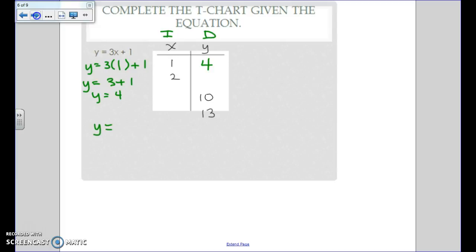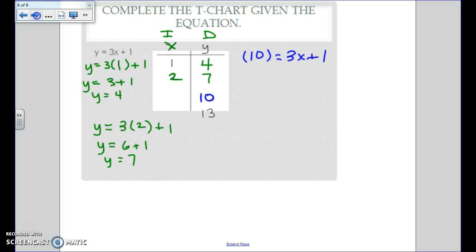This time we're using the same equation. There's two variables, and where the x was, because it's in the x column, so 2 is in the x column, I'm going to put the 2 in for where the x used to be. Y equals 6 plus 1, or y equals 7. All right. Now we have a little change of pace here. Now we're in the y column, and we know the y value is 10. So I'm going to start with 10 equals 3x plus 1.